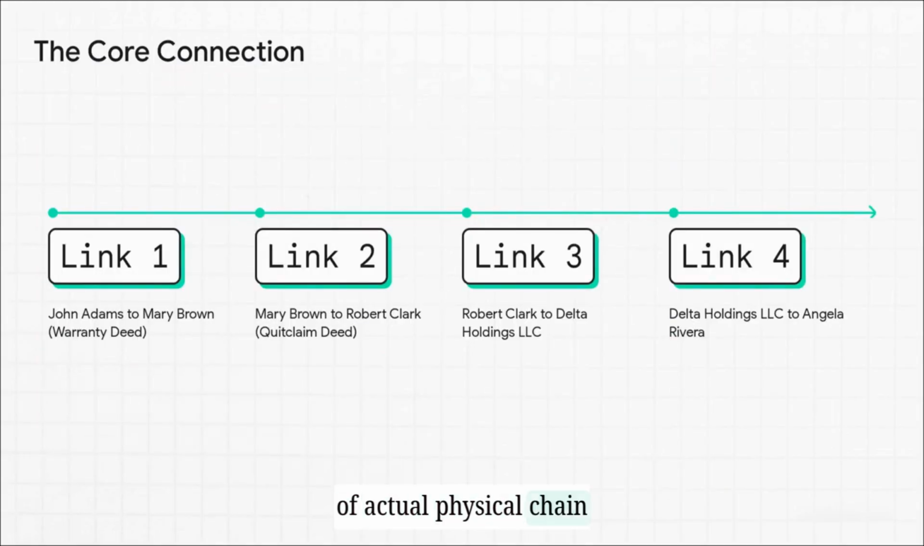And this brings us to the core connection rule. Think of actual physical chain links clicking into place. The person receiving the property, we call them the grantee, in one deed has to logically become the person giving the property, the grantor, in the very next deed. So check out this sequence. John Adams conveys to Mary Brown, click. Then Mary Brown conveys to Robert Clark, click. Robert Clark conveys to Delta Holdings LLC, who then conveys to Angela Rivera. Angela is the current record owner.